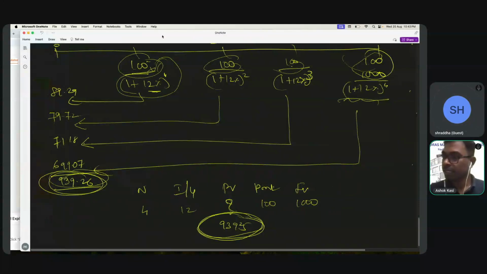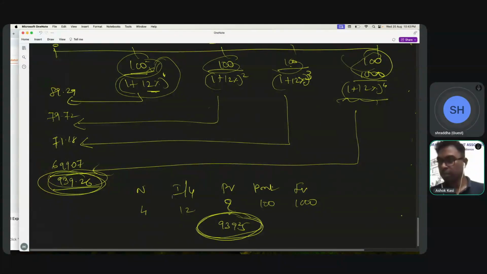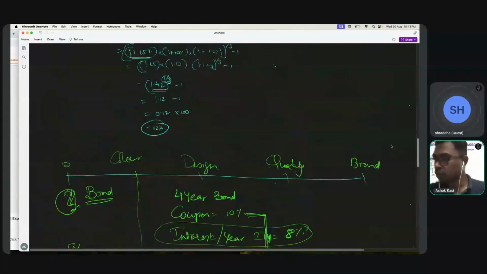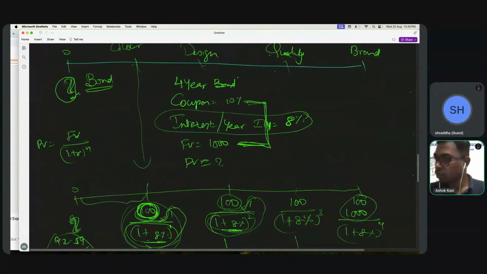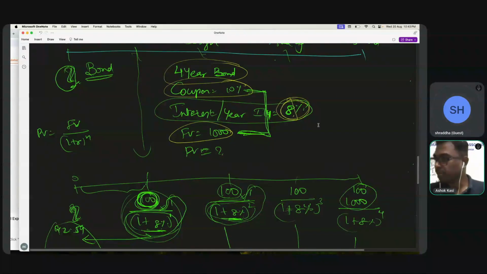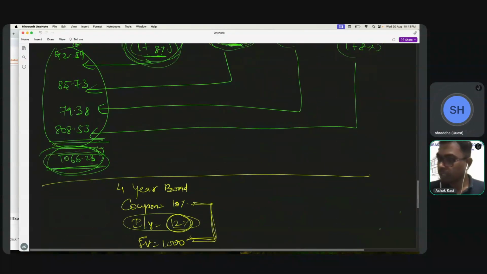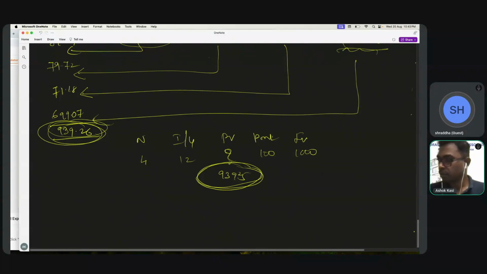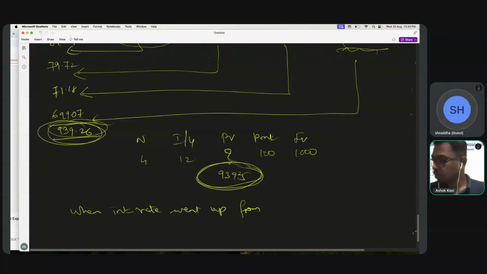Okay. Now why did I tell you all these things? Reason being so that you can further understand what CFA teaches. See here, if you focus on these two questions, the second question also had the same 4-year bond, same coupon, same future value, only the interest rate was differing. So when the interest rate went up from 8 to 12, the bond price went down from 1066 to 939. When the interest rate went up, the price of the bond went down.